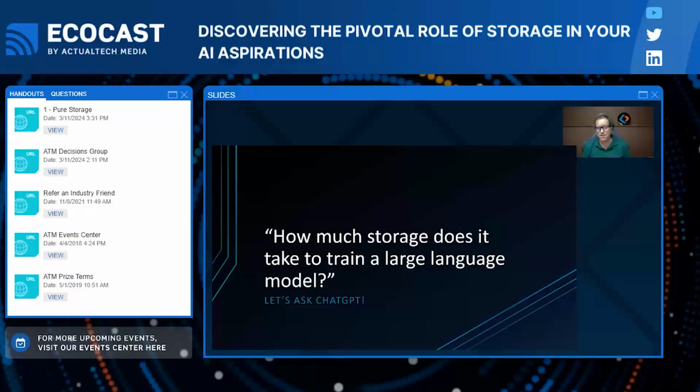As of my last update in January 2022, training a state-of-the-art large language model like GPT-3 typically required hundreds of gigabytes to multiple terabytes of storage space. For instance, OpenAI's GPT-3 model has 175 billion parameters, and storing the model checkpoints alone requires several hundred gigabytes.